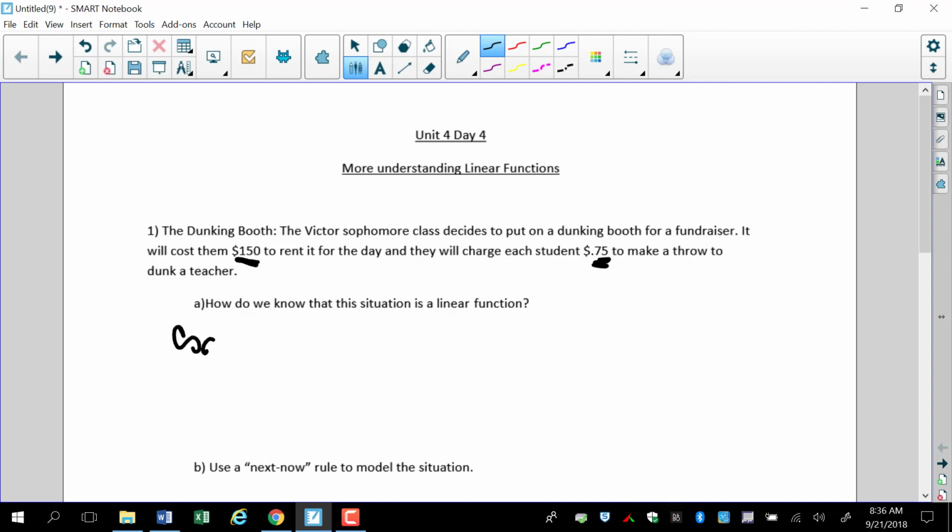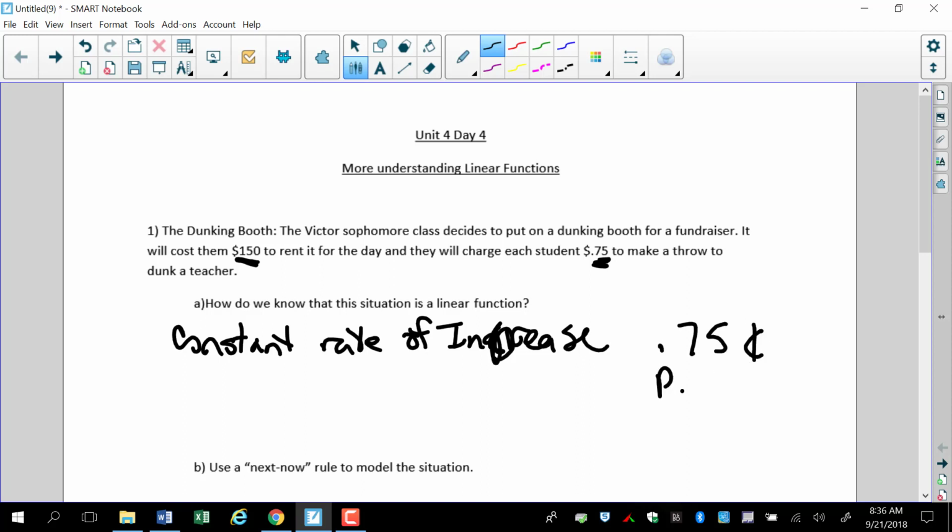It's a constant rate of increase. And in this case, 75 cents per throw. Because that's constant, we know that it's linear.